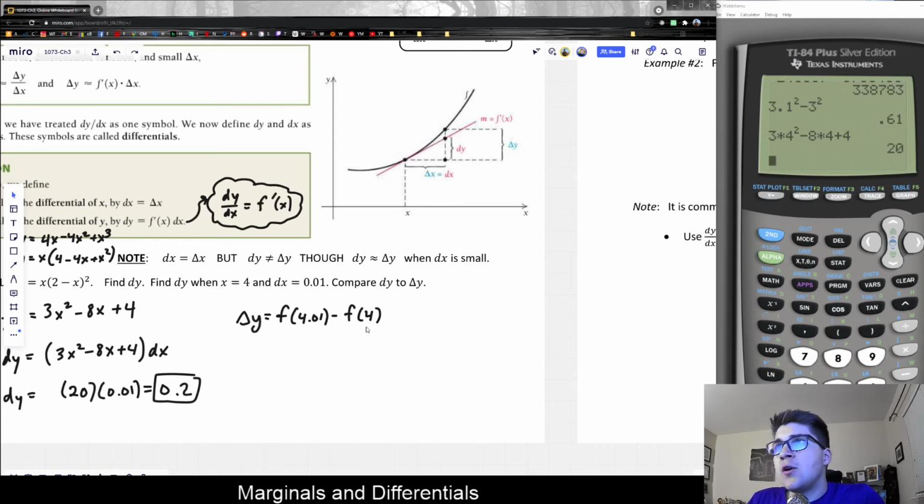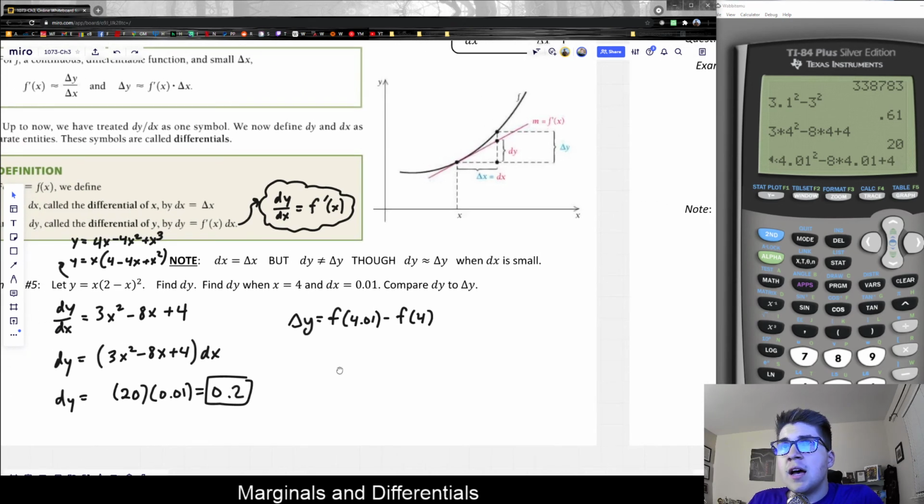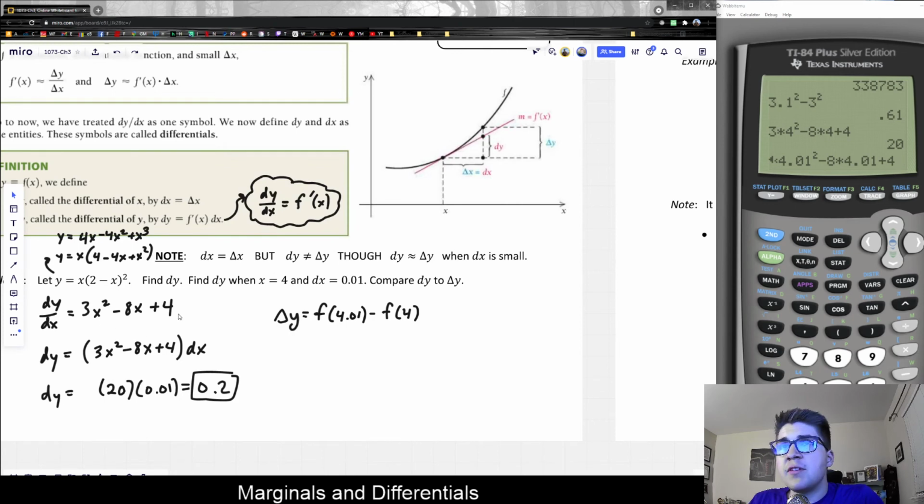And so we already know f of 4, which is 20, but we don't know f of 4.01. So we'd have 3 times 4.01 squared minus 8 times 4.01 plus 4. I just realized I'm using the derivative, which I don't want to do. I made an oopsie up here. We don't know f of 4. I'm sorry, we plugged 4 into the derivative because that's what we needed to do there. So let me erase that. I need to redo both of these.